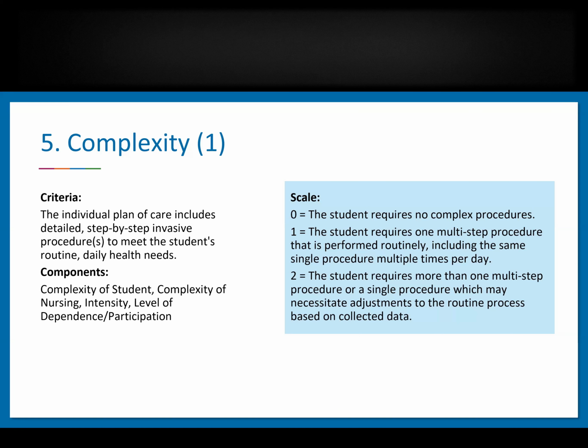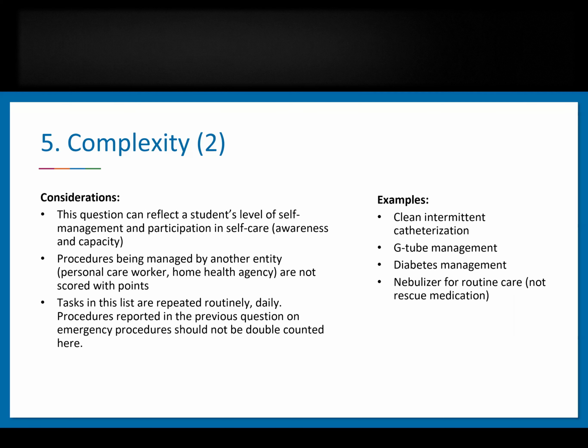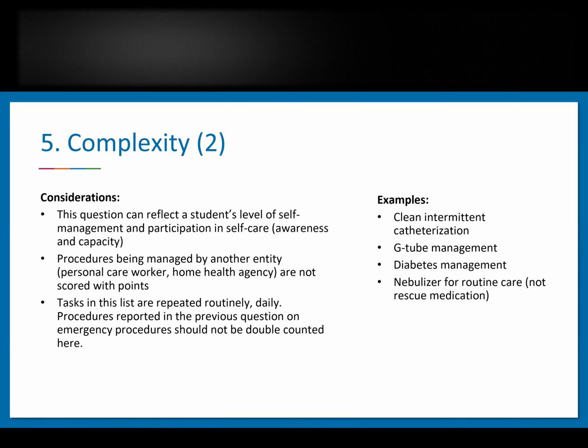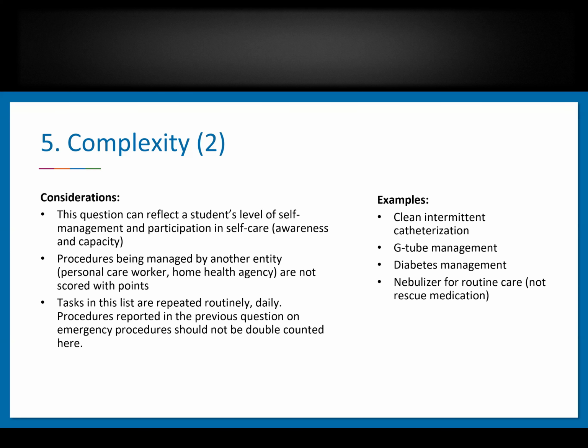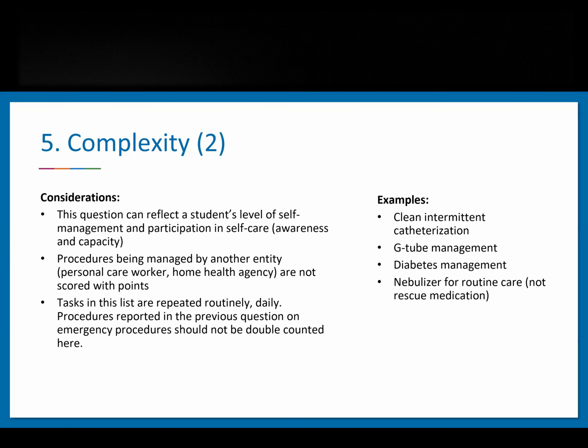Procedures being managed by another entity, such as a personal care worker or a home health agency, do not receive points for this criteria. For example, the management of a medication port not utilized in school would not be captured in this criteria. Double counting alert. Tasks in this list are repeated routinely daily. Procedures reported in the previous question on emergency procedures should not be double counted here. Examples include clean intermittent catheterization, G-tube management, diabetes management, nebulizer for routine care, not for rescue medication.